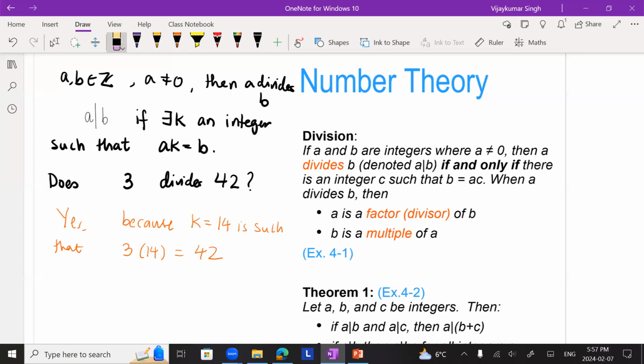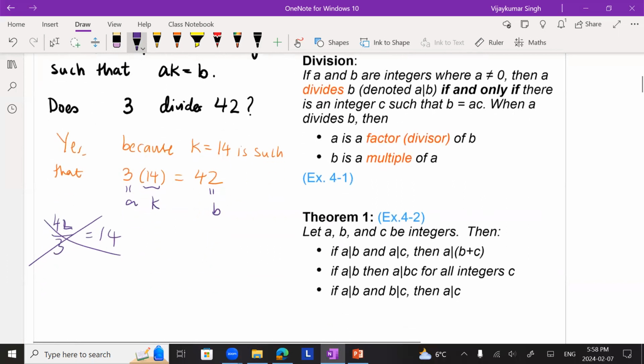So let me just make it clear. We have, this is my A, this is my B, and this is my K. All right. So this is what it means by A divides B. Is that clear? Yeah. You can't say, this is not a good justification, 42 by 3 equals 14. No, such things don't exist for us. All right. So we have, again, A divides B if there is some number K, we don't care what that number is, some integer K, unless we want to prove something concretely, if there is some integer K such that AK equals B. All right. So this is the idea behind divisibility.